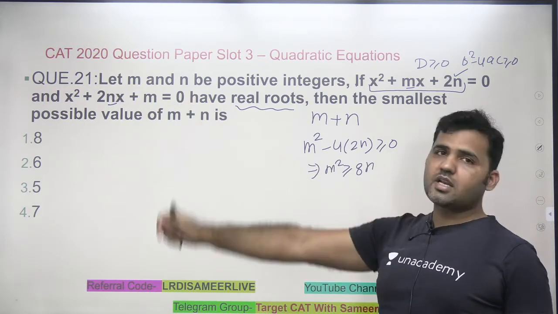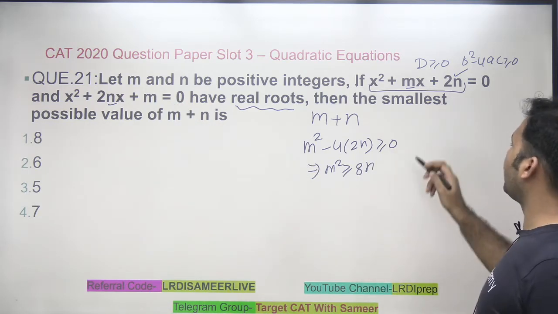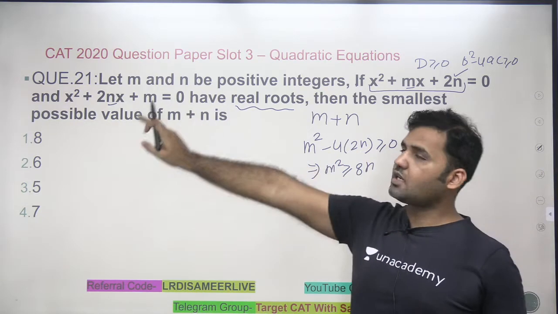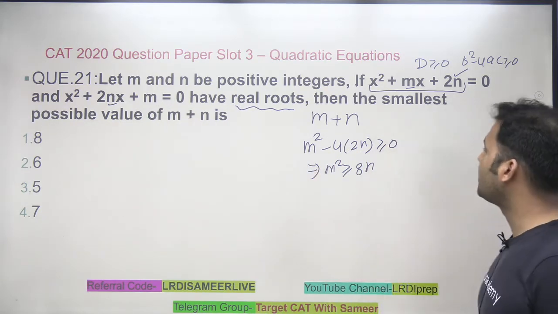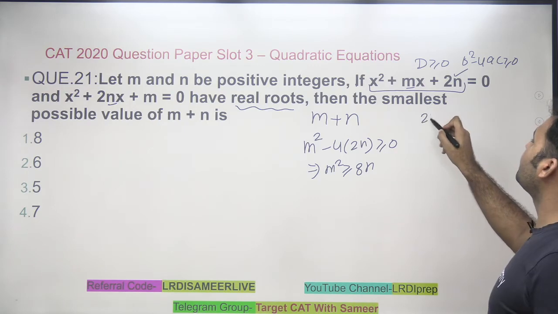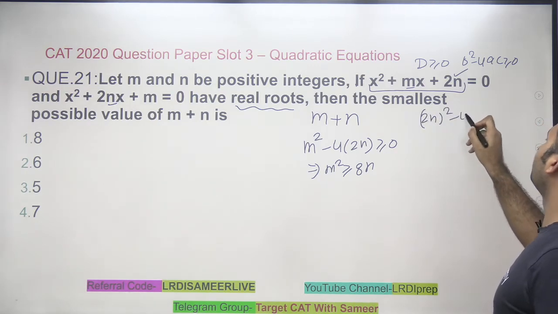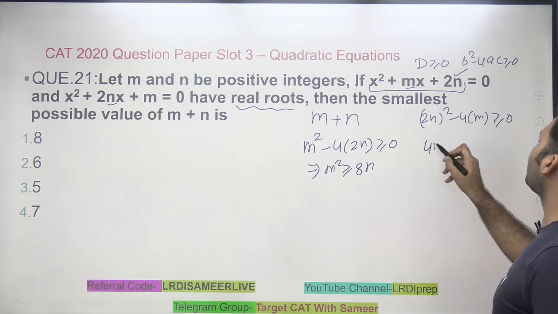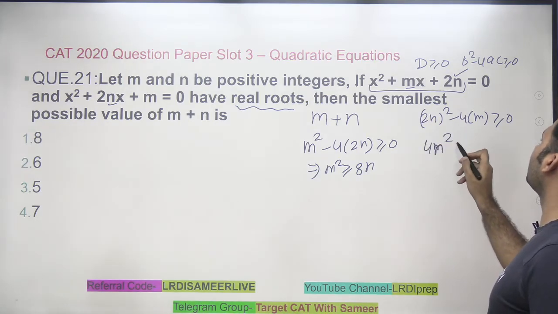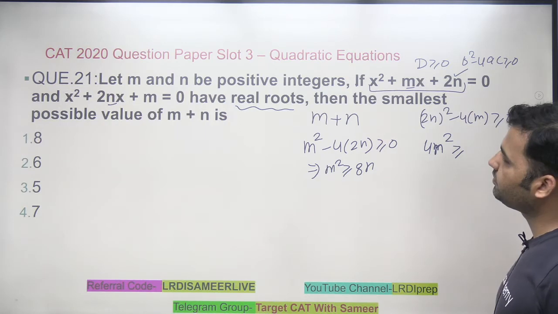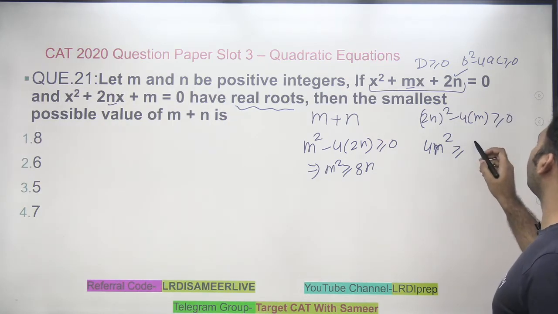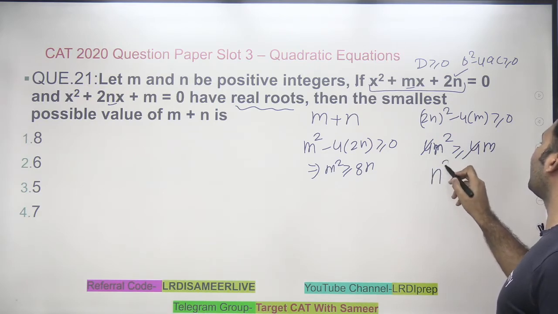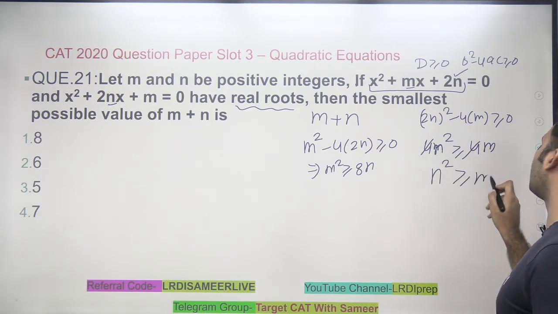There's another quadratic equation given over here. So again the discriminant for this quadratic equation will also be greater than or equal to 0. That means b square minus 4 into a into c would be greater than or equal to 0. So 4n square should be greater than or equal to 4m. 4 and 4 will get cancelled. That means n square should be greater than or equal to m.